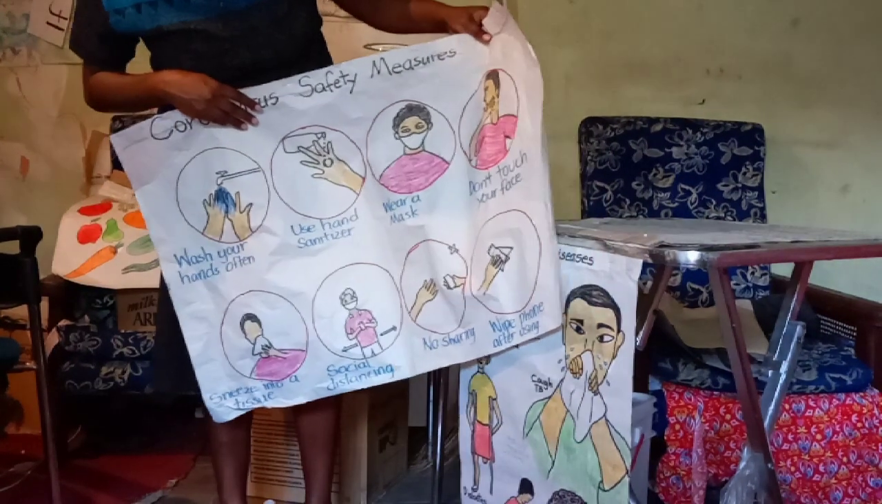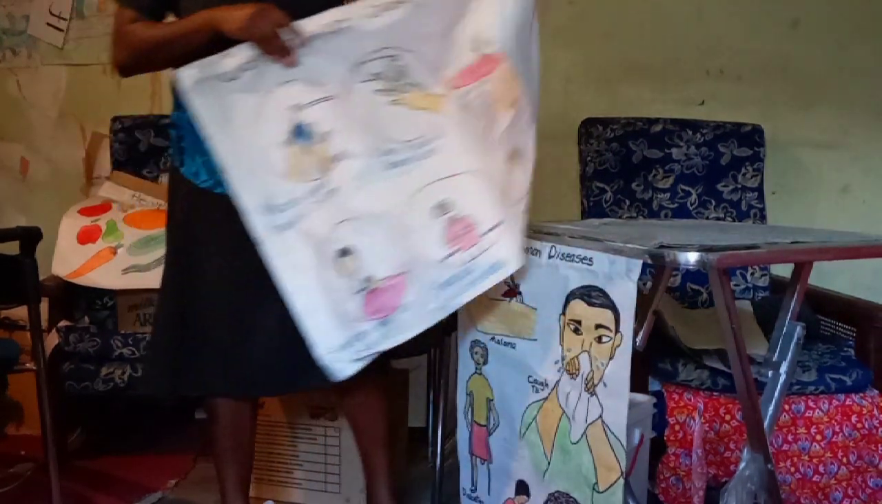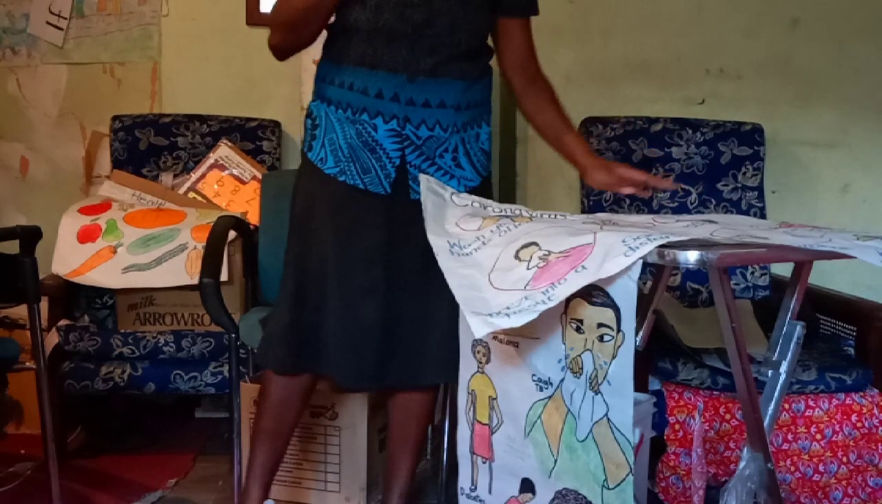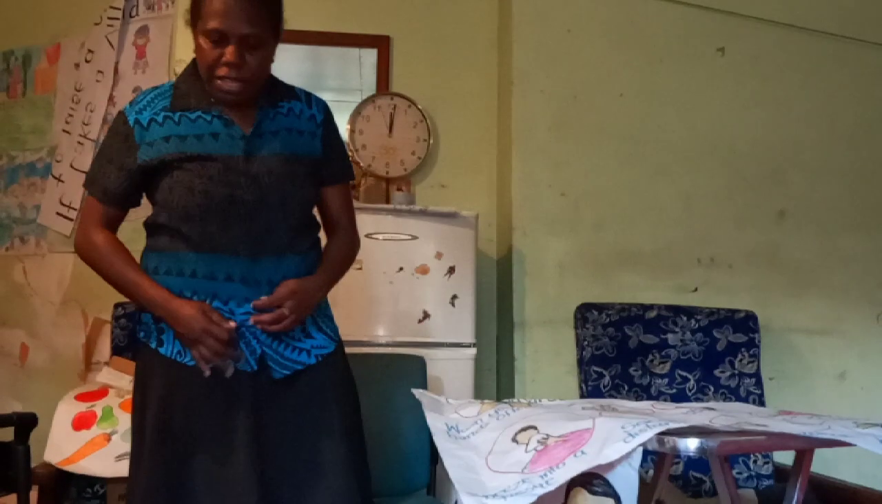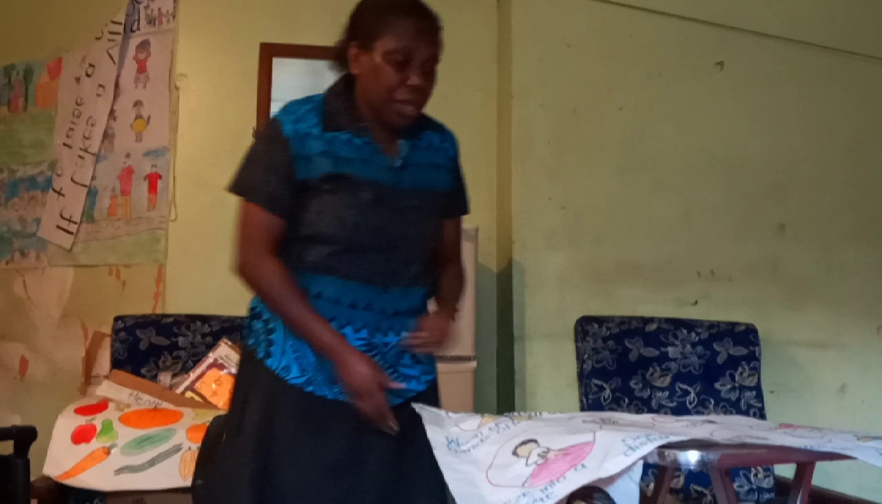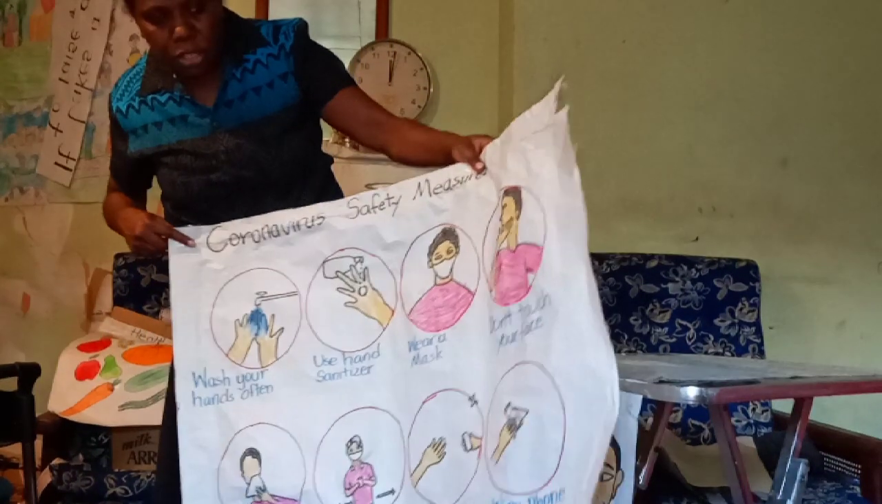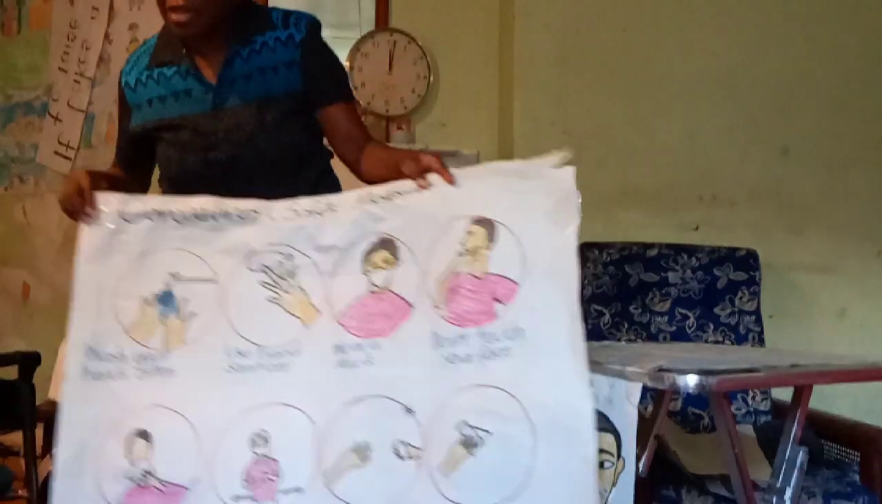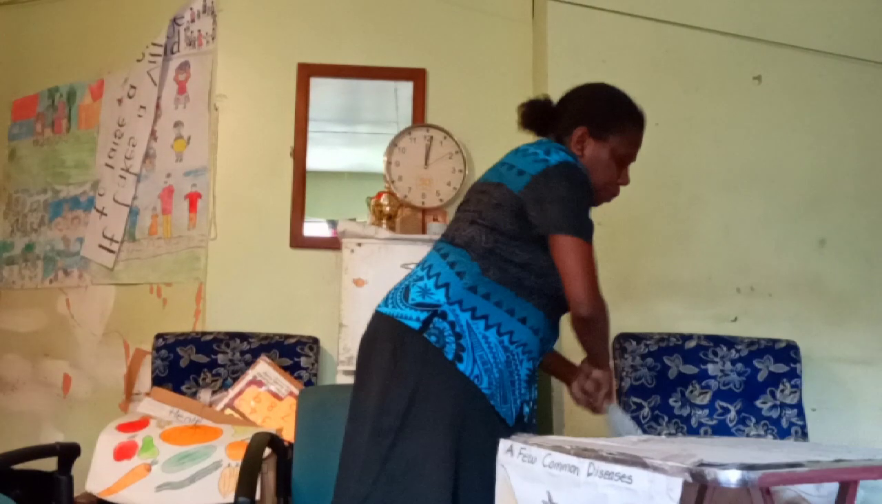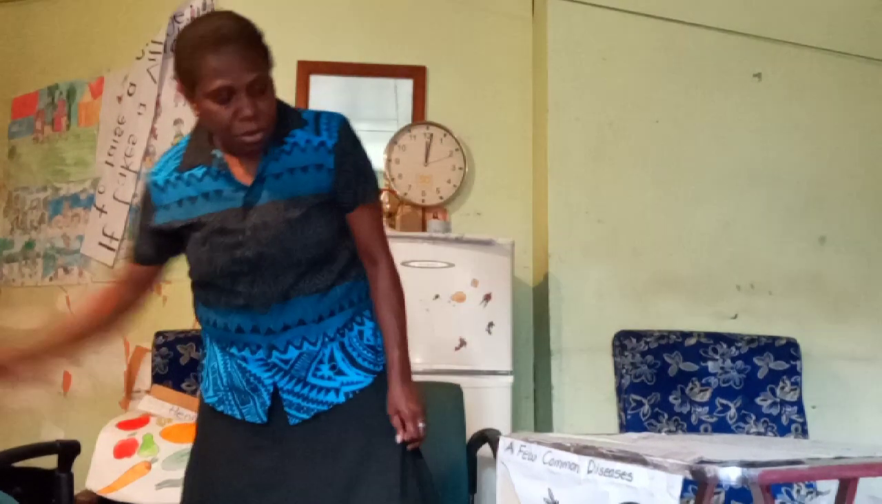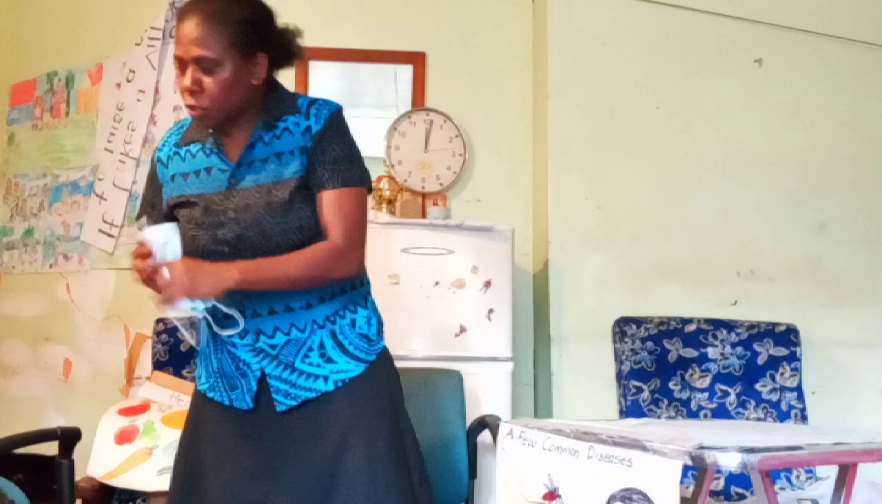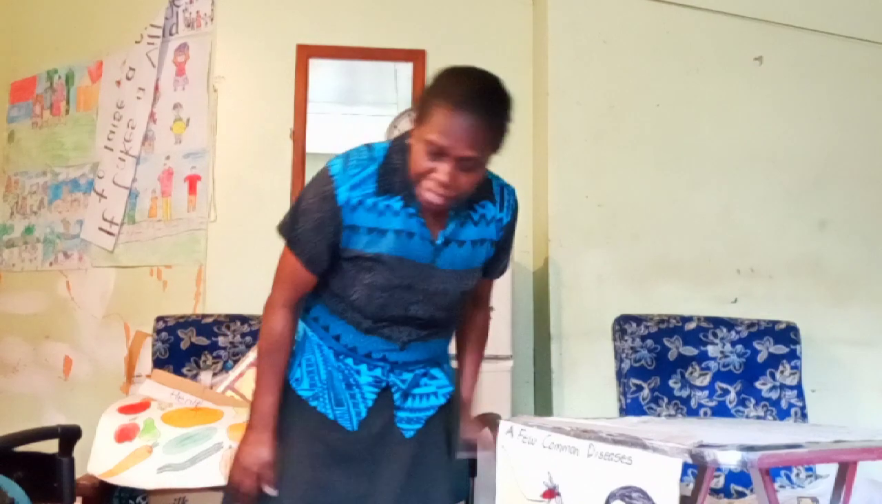The last one is wipe phones after using. Because you're using your mouth to talk on the phone, make sure you wipe it nicely. And the other one is no handshaking, no kissing. If you like somebody so much, no kissing, no handshaking, no hugging. Don't hug your friends. It is important that we keep ourselves really safe. So that is with COVID-19. We all know that. Thank you very much.